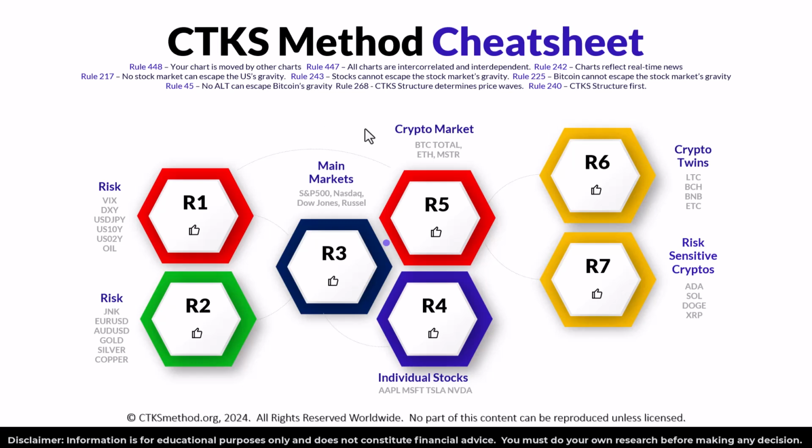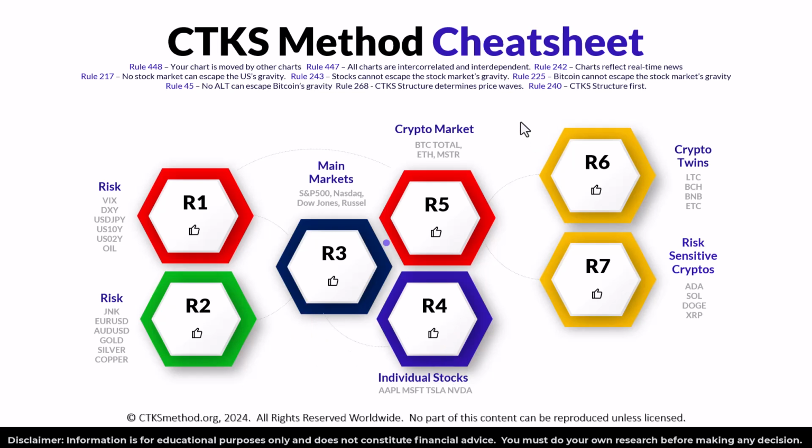What about Rule 243? Stocks cannot escape the stock market's gravity. If the Russell 2000, Dow Jones, S&P 500 and the Nasdaq are all cratering, guess what it's going to do to individual stocks such as Apple, Microsoft, Tesla and Nvidia? You got it. In all likelihood, they're going to be cratering.